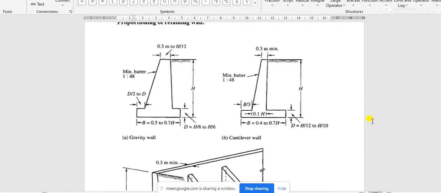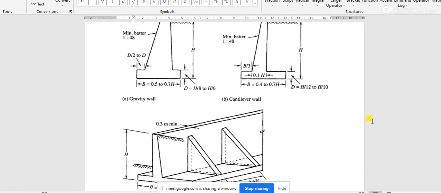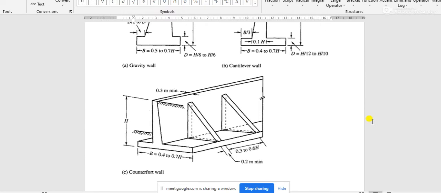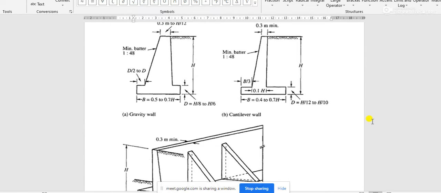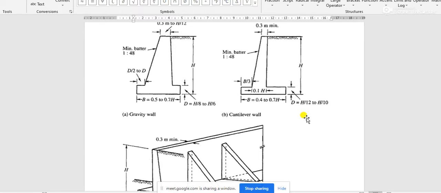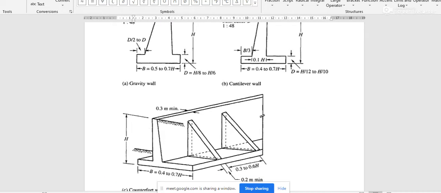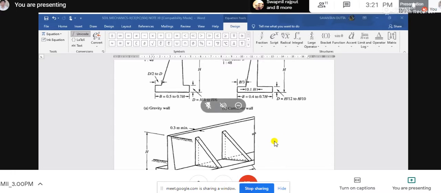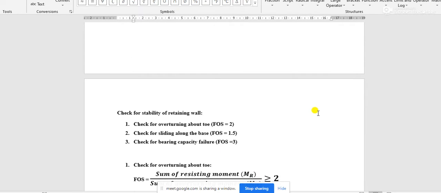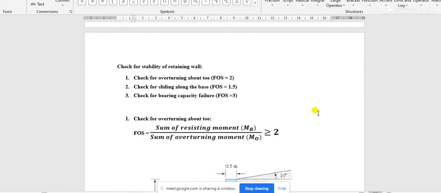Now, this is the proportioning of the retaining wall. If you have any question, you can ask. Otherwise, I can proceed to the next topic. Have you any question regarding this up to this? Okay, if not, then I'm going to proceed to the next topic, that is the check for stability of the retaining wall.